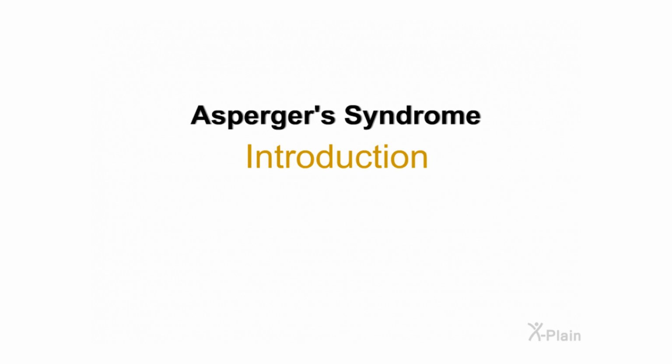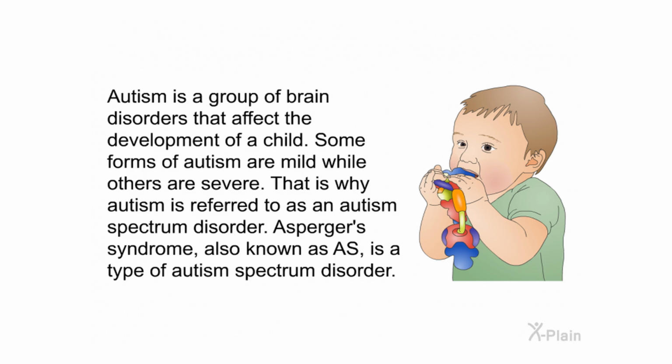Asperger Syndrome. Introduction. Autism is a group of brain disorders that affect the development of a child. Some forms of autism are mild, while others are severe. That is why autism is referred to as an autism spectrum disorder. Asperger Syndrome, also known as AS, is a type of autism spectrum disorder.